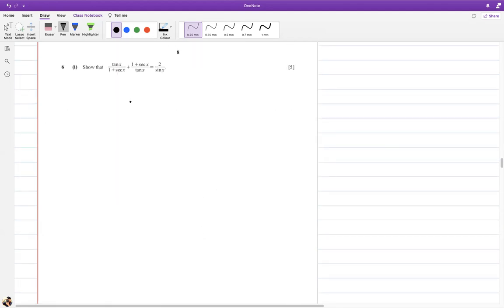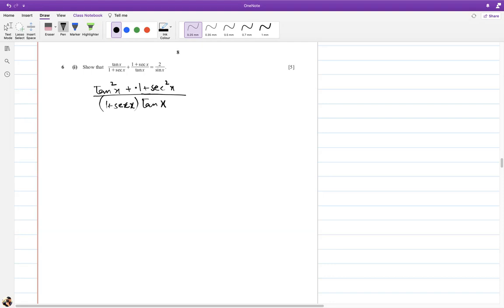Show that this left-hand side is equal to the right-hand side. Because the left-hand side is the more complicated one, I'll start with that. So 1 plus secant x times tan x. Then because we have to make the denominator the same for both, I'll multiply it. So this becomes tan squared x plus 1 plus secant squared x. Why is that? Is that right?